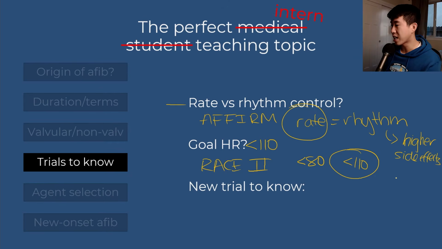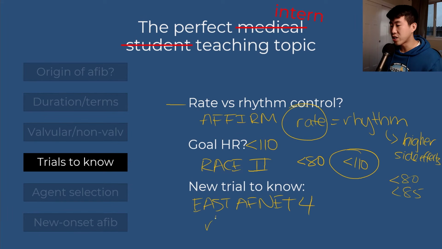If they are symptomatic, however, then you should aim for less than 80 or less than 85 if they are feeling their palpitations. But if they're not symptomatic and they're not having any problems with their AFib, goal heart rate is less than 110. And finally, an important new trial to know is called the EAST AFNet 4 trial.